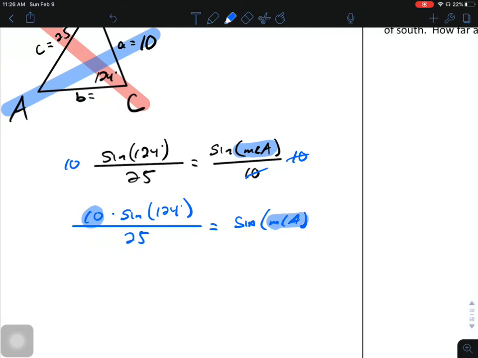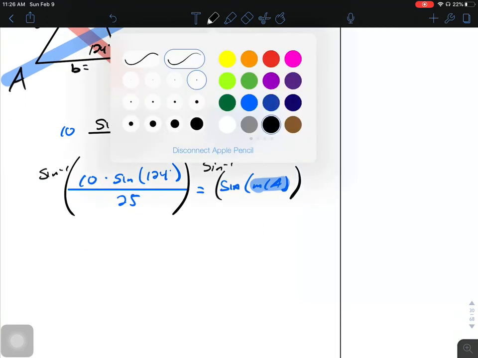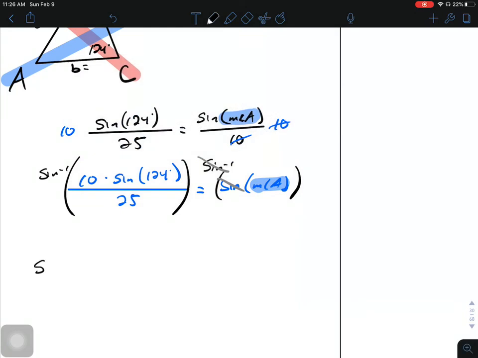Trying to get measure of angle A by itself. It is attached to sine by sine. To unattach it, I'm going to do sine inverse to both the left and right side of the equation. On the right, the sine and the sine inverse cancel. On the left, we have a bit of a calculator monster. So please put this in your calculator to confirm that you're putting it in correctly.